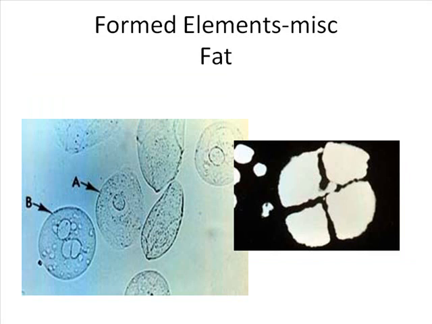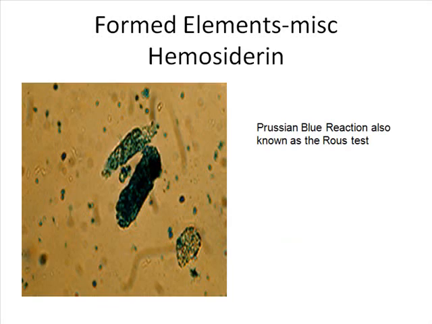All right, here are some oval fat bodies. Notice your fat inside the cell. This is a renal cell showing then your fat inside that renal cell. This is the Maltese cross that goes along with the polarizing of fat.